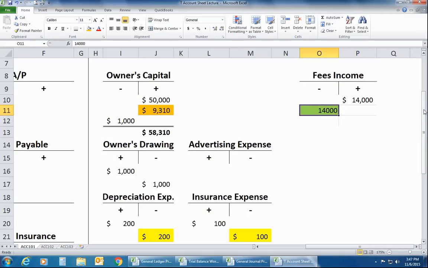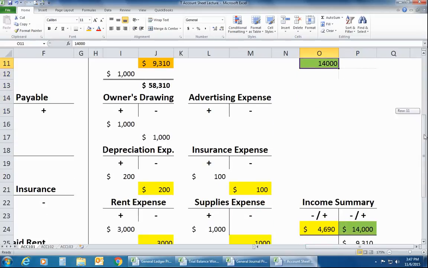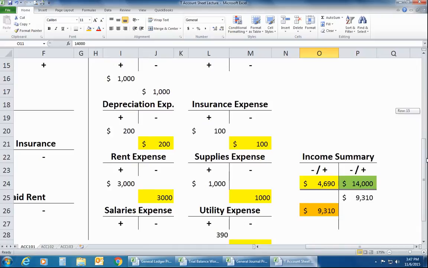Now because this is double entry accounting, we can't just leave the one transaction in there. For the credit entry, we've got to come down to an account called income summary. Income summary is a temporary account that we use during the closing process to zero out all of our other accounts. So since the entry was a debit on fees income, it's going to be a credit to income summary.